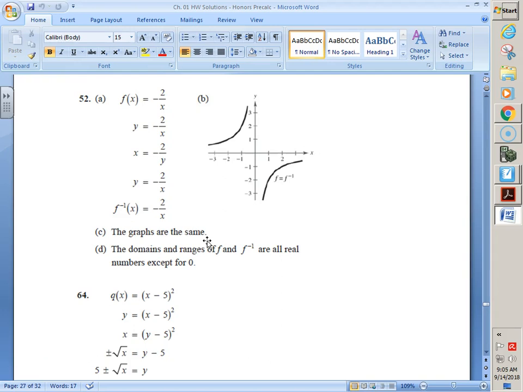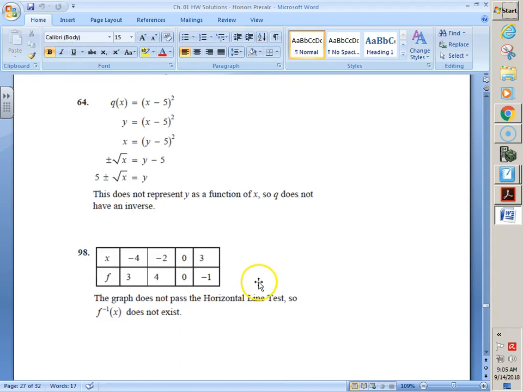Did anybody write those in intervals for the domains and ranges? Nobody did? Did you guys use a little not equal to sign? Okay. I was just checking because we could show it in intervals if you wanted to.